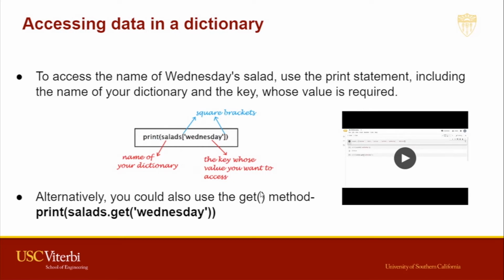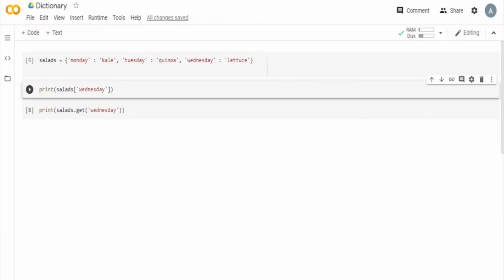So there's another method using this inbuilt get method. Let's see how we can use these two ways to access data in a dictionary right here. There are two ways to access a dictionary's value. Suppose this is your weekly salad routine and you forget one day what salad is there for the particular day, what salad you've chosen for that particular day. So you can just look up in a dictionary to find that.